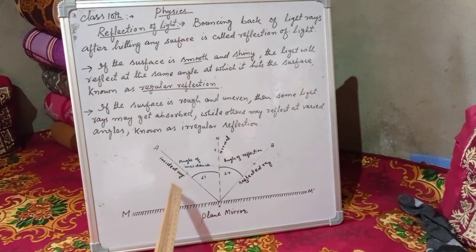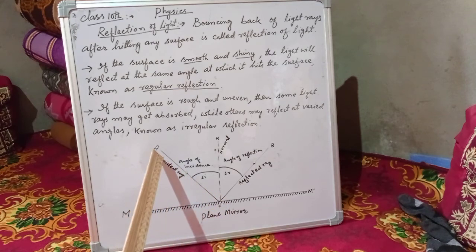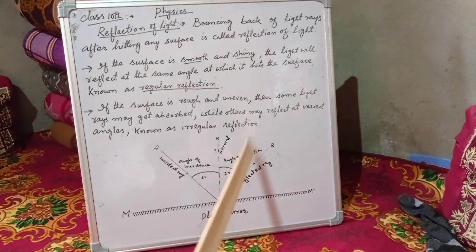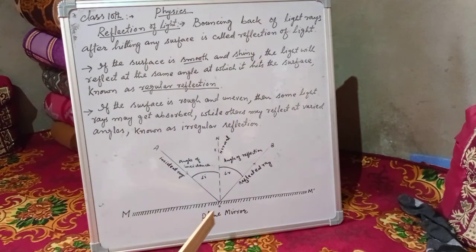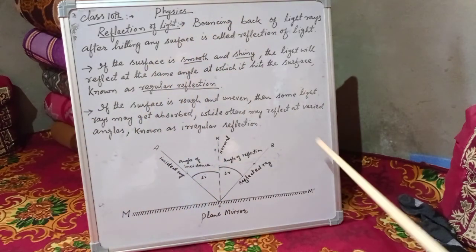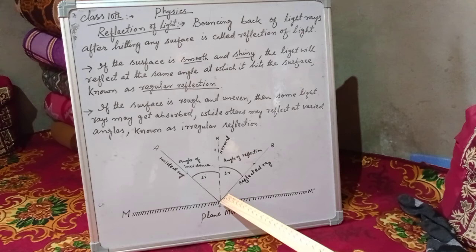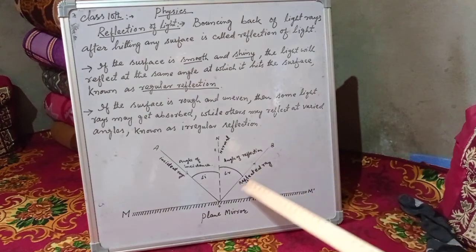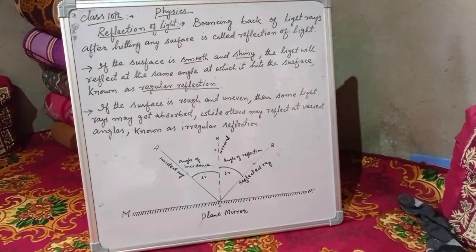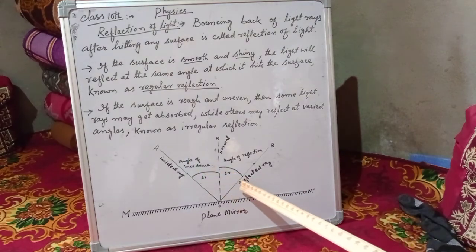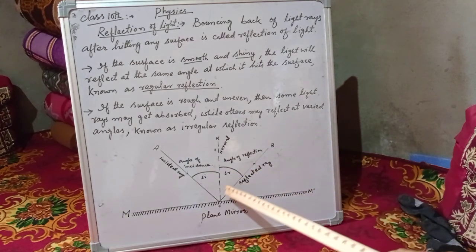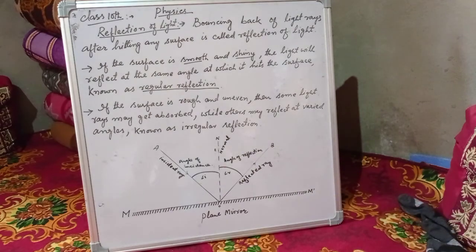Got it here? Dear students, after striking the reflecting surface, this incident ray goes back into the same medium. Suppose AO is the incident ray which falls on the surface of the mirror, and it goes back into the same medium, that's OB. So OB here represents the reflected ray. The incident ray is that ray which falls on the surface of the mirror, here AO, and the reflected ray is that ray which comes back from the surface of the mirror, that's OB.